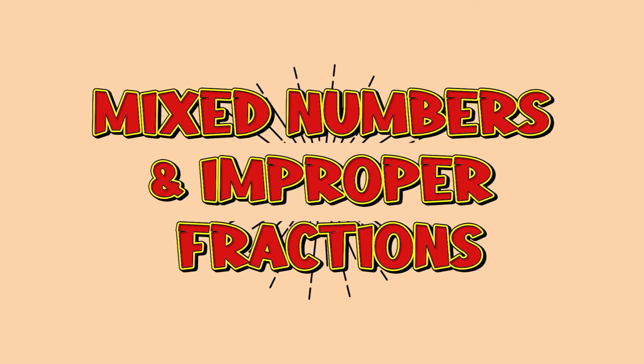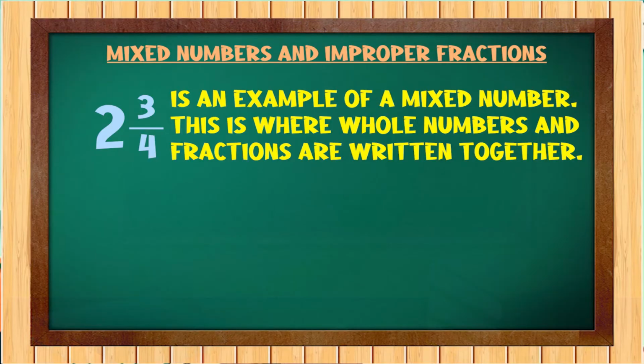Today's topic is about mixed numbers. So it's very important for us to have a general understanding of what a mixed number is. 2 3/4 is an example of a mixed number. This is when whole numbers and a fraction are written together. In this case, the whole number is 2 and the fraction is 3/4.